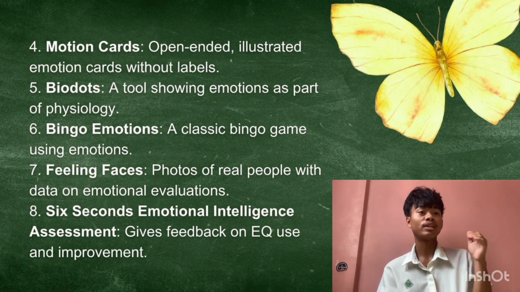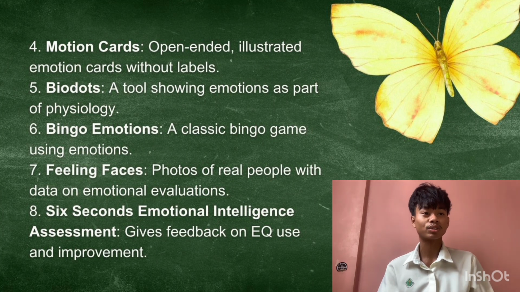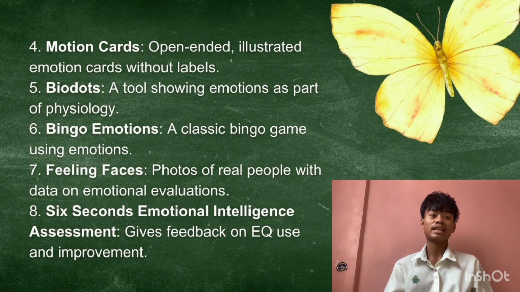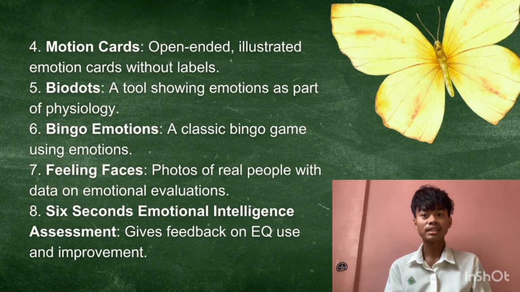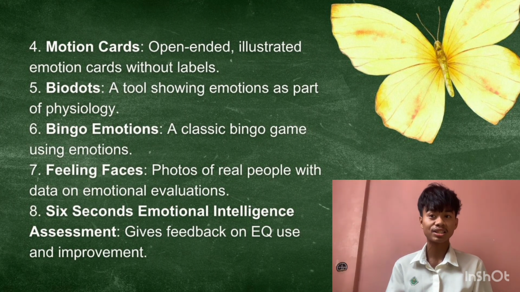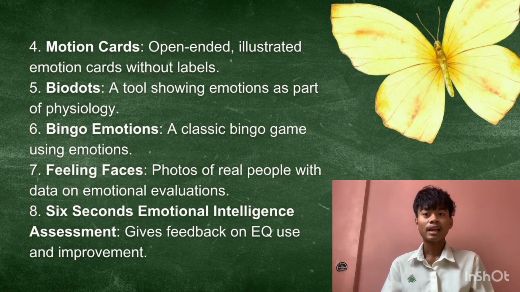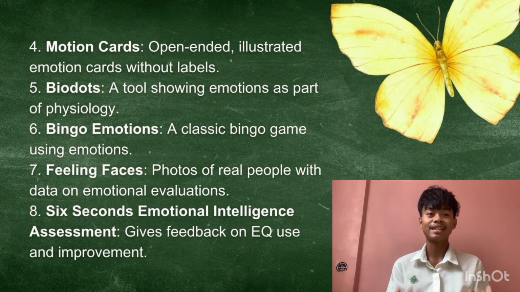So now let's talk about number 8, the Six Seconds emotional intelligence assessment, which gives feedback on EQ use and improvement. So this is a standardized assessment that measures emotional intelligence skills such as self-awareness, self-regulation, and empathy. It provides a framework for understanding and developing emotional intelligence.